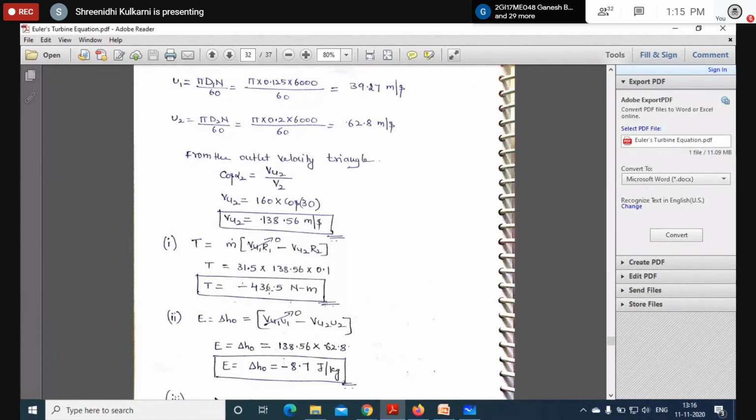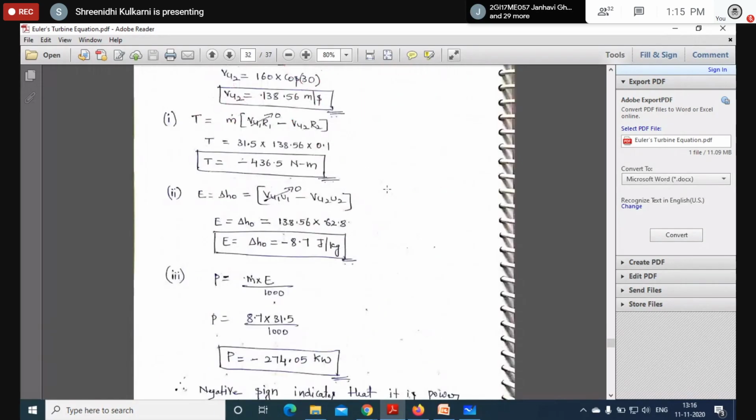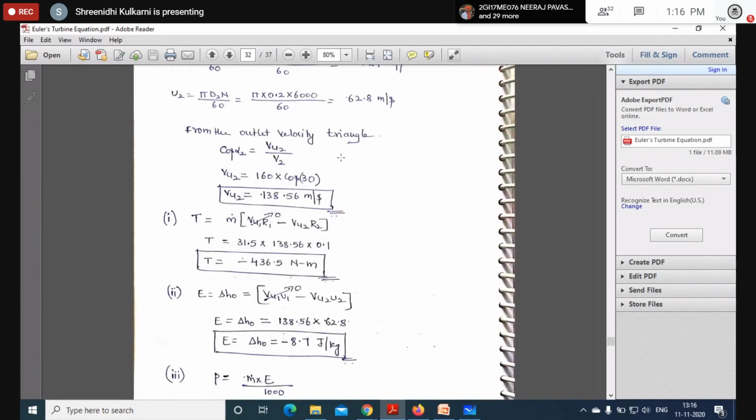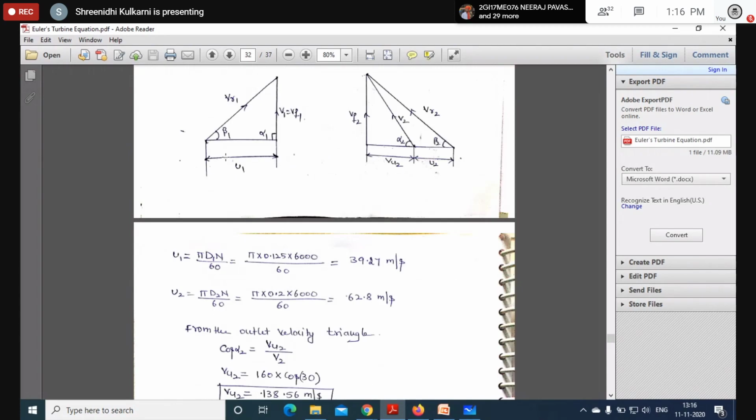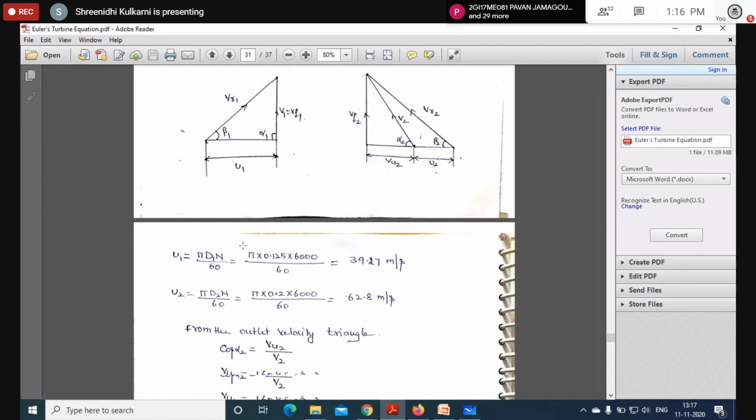Sir, what is that 31.5? In the torque equation, 31.5 is your m, the flow rate. Water flows at a rate of 31.5 kg per second. And that 0.1 is the conversion factor? No, 0.1 is the radius R2. They gave it in terms of diameter, so I want the radius, which is 10 centimeter.